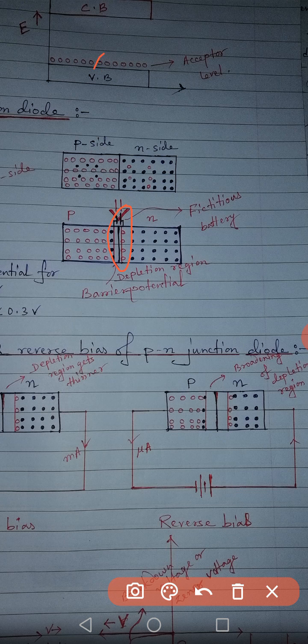This charge-free region at the junction of the p-n junction diode is called the depletion region, which is free from any free charge carriers.